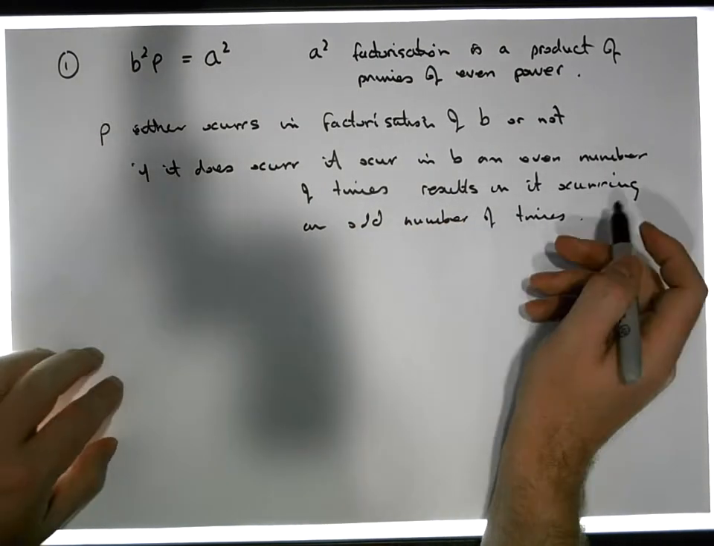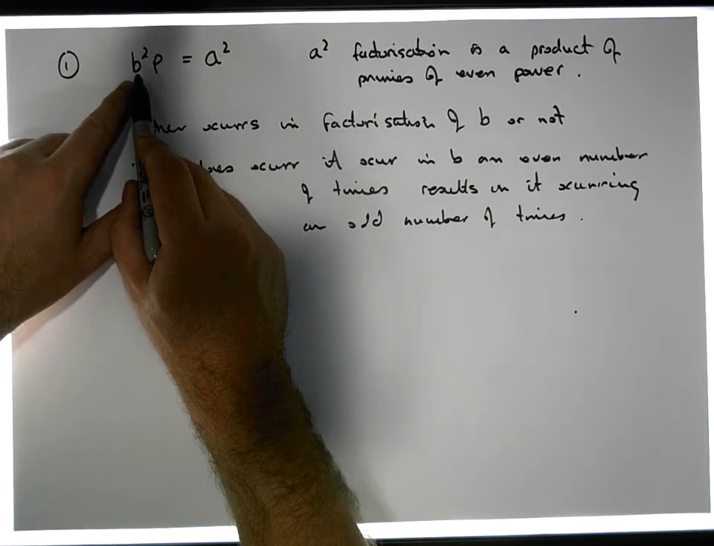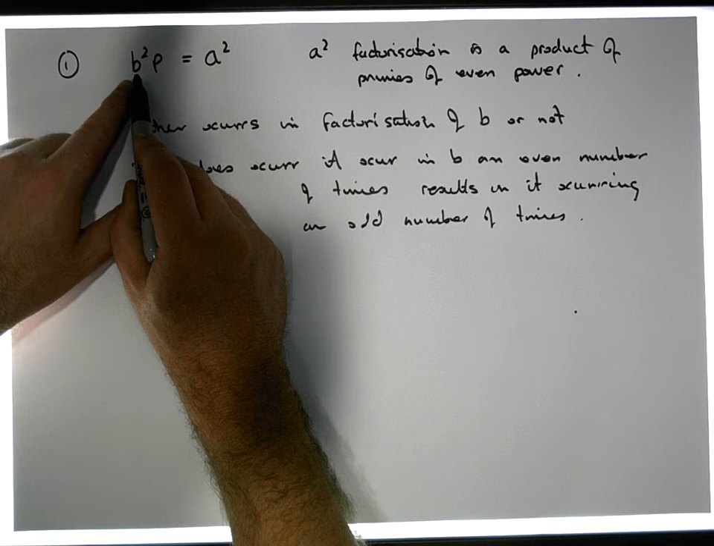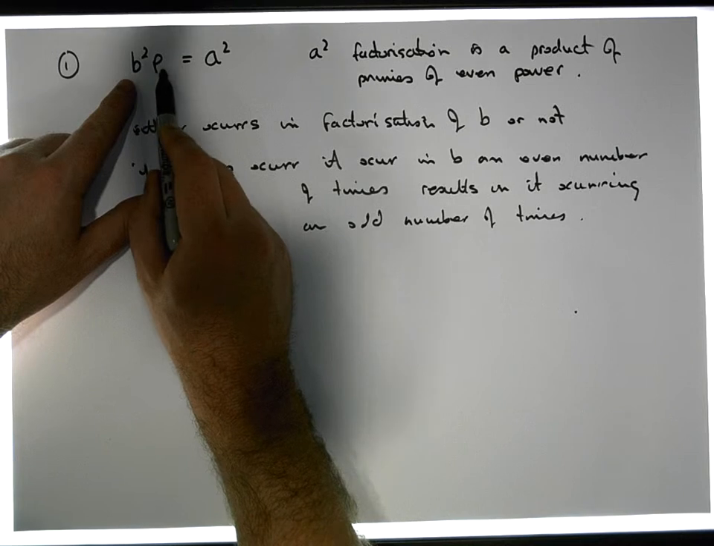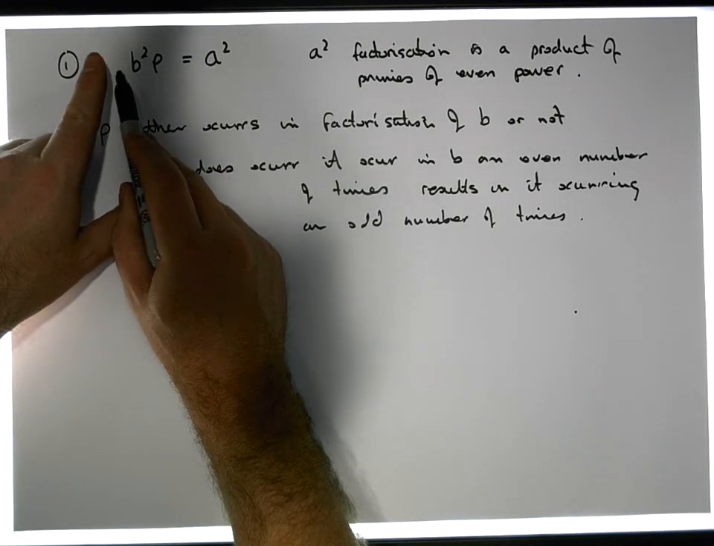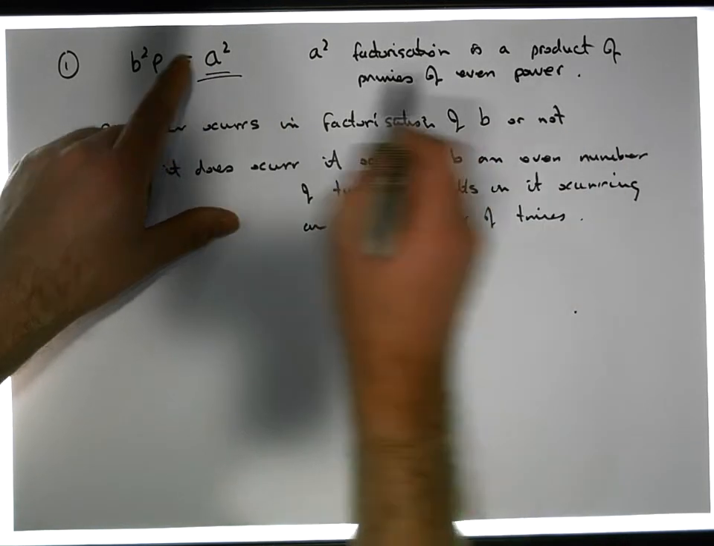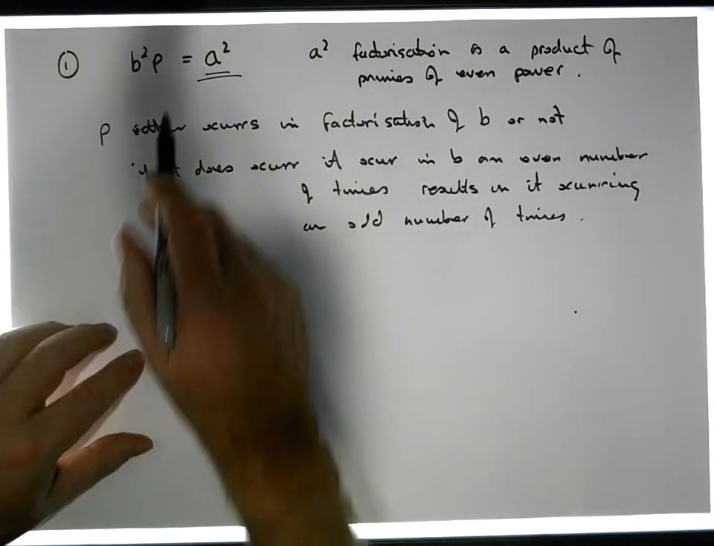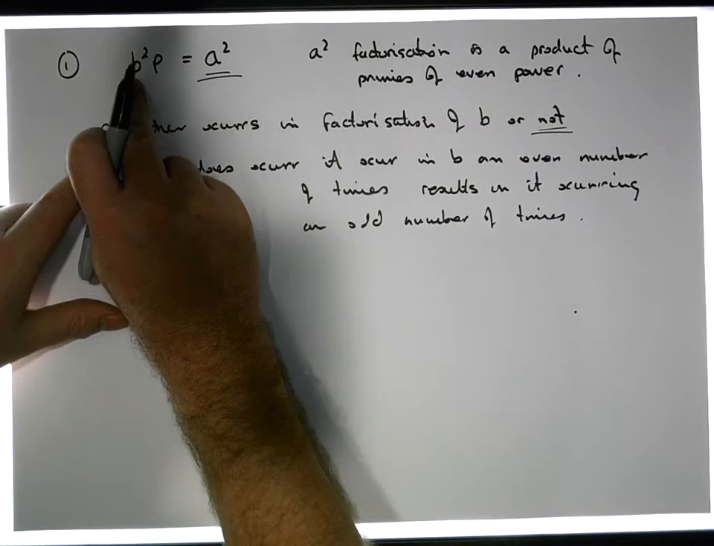Now, that's a contradiction. Don't forget, the factorization of b squared is also a product of primes that occur an even number of times. If p occurs in that list, then p occurs an even number of times, and with this extra factor, it occurs an odd number of times. But a squared is a product of primes that have even power. So that's a contradiction. What about if p does not occur in the factorization of b?